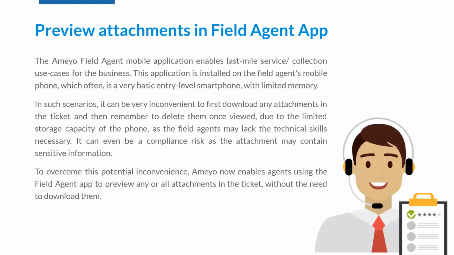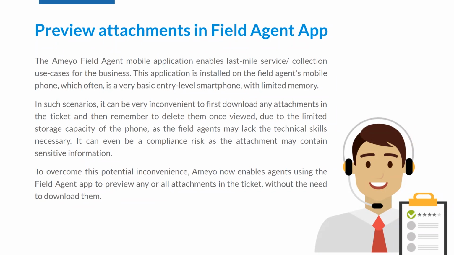Now, the last feature for the day is previewing attachments in the field agent app. So your field agents are actually people who are down on the ground and actually going to the customer's place to maybe collect some documents or maybe repair a fridge, right? Now, in the field agent app, what happens is that the supervisor can assign tickets to the field agent, and the field agent can see the service location, the details that he needs to do, the service details, right? Now, in such scenarios, there might also be attachments in the ticket.